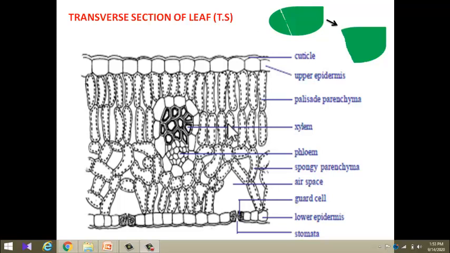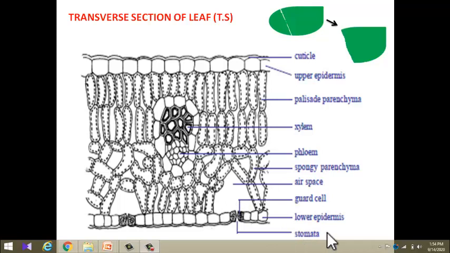Now, the difference between upper and lower epidermis is that upper epidermis is continuous, whereas lower epidermis has pores here and there. Those pores are called stomata. We know that the cells adjacent to stomata are kidney shaped and they are called guard cells. Then stomata leads into air spaces inside. See here, this is the air space.